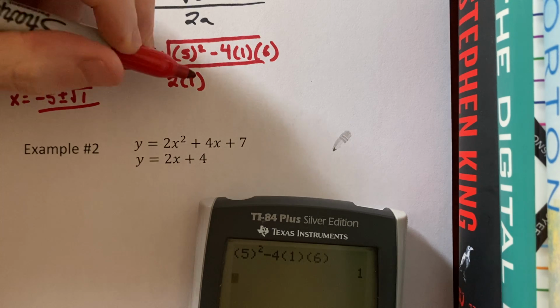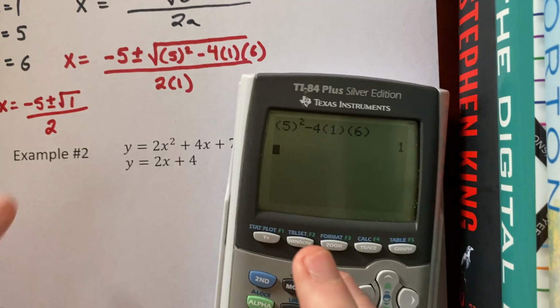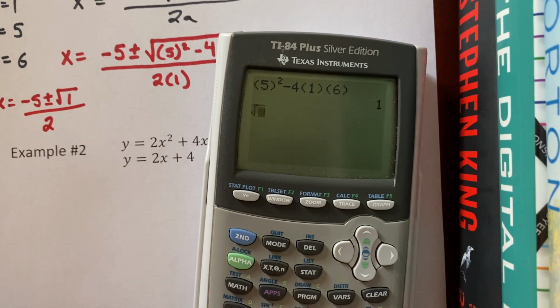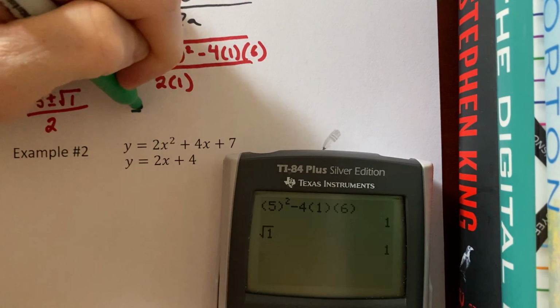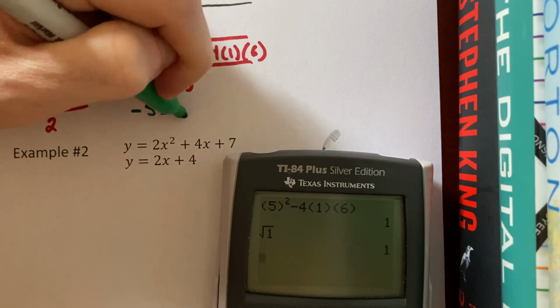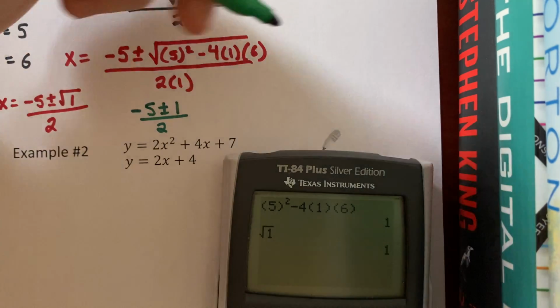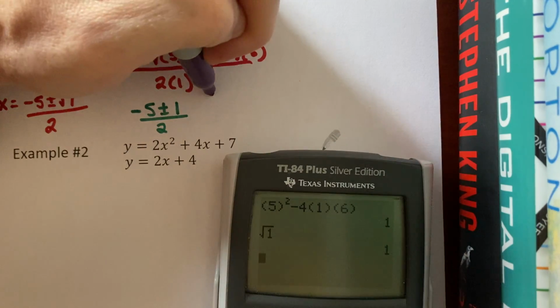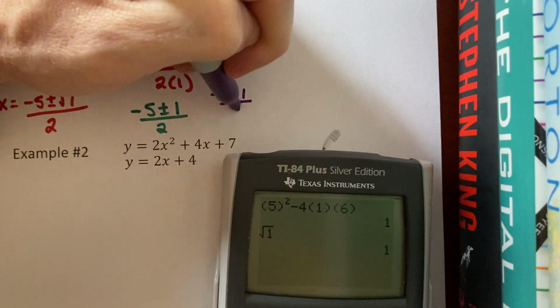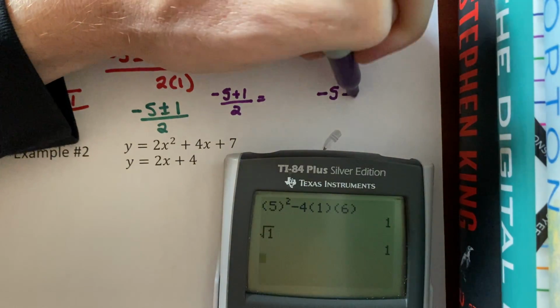And then let's clean this up. 2 times 1 is 2. Now I'm going to take the square root of my discriminant. The square root of 1 is 1. So furthermore, this goes into negative 5 plus or minus 1 over 2, which I now can simplify and break down into my 2 different problems here. One of them is going to be negative 5 plus 1 over 2. That's going to give me a solution. And then I'm going to get negative 5 minus 1 over 2.